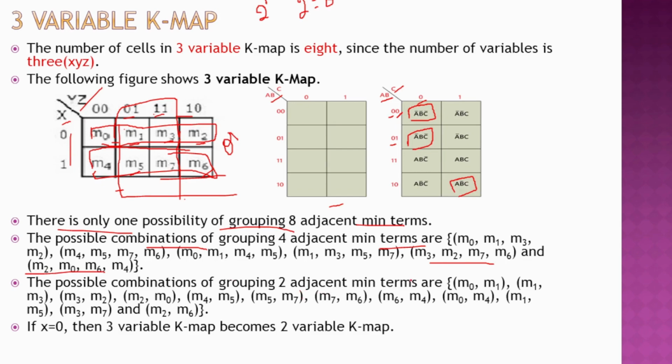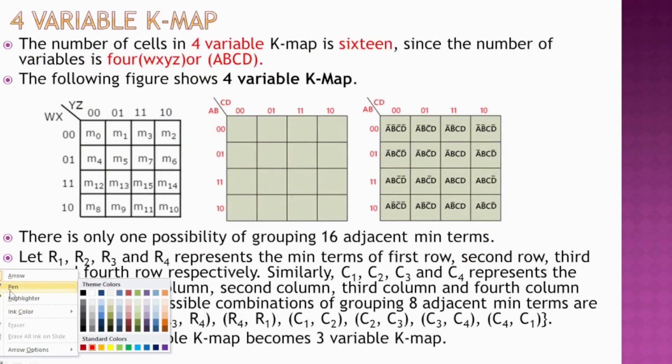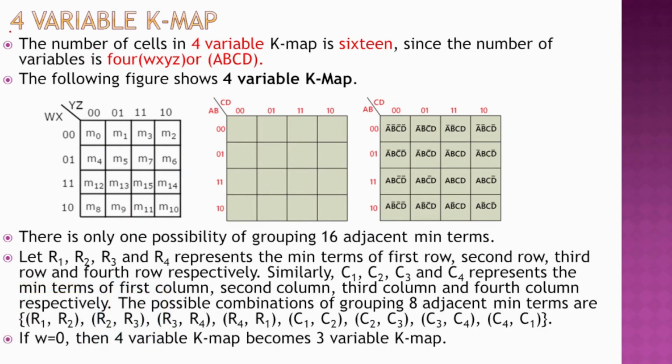If you want to do 2 adjacent minterms, either you will group this 2 or this 2, or this 2. If x equals 0, then the 3 variable K map becomes a 2 variable K map, and the final one is the 4 variable K map. From the exam point of view, you need to know up to 4 variables. That is enough for your exam.